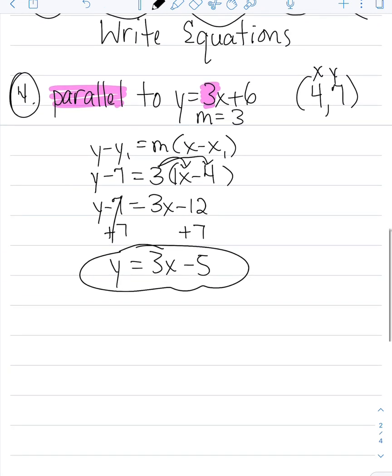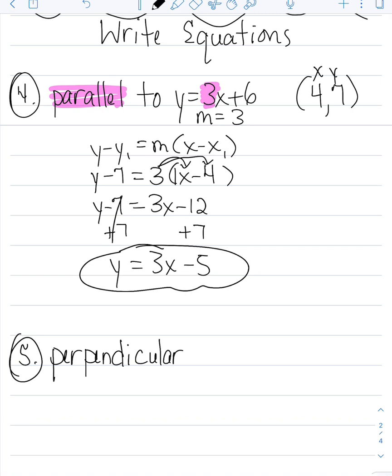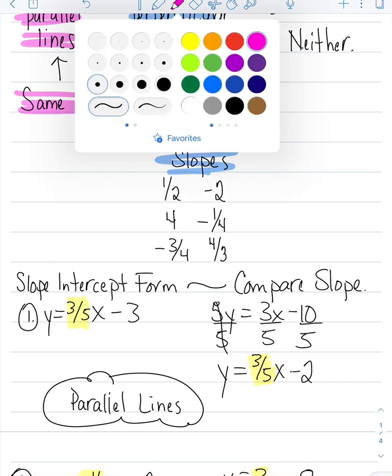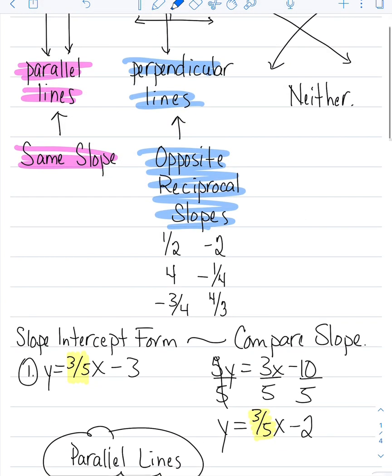Now let's write a perpendicular line. So we want to write an equation, and we're just going to stick with slope-intercept form, that's perpendicular to 5x plus y equals 1, and we want it to go through the point 2, negative 1. So what does it mean for an equation to be perpendicular? Well, that means that it has to have an opposite reciprocal slope.